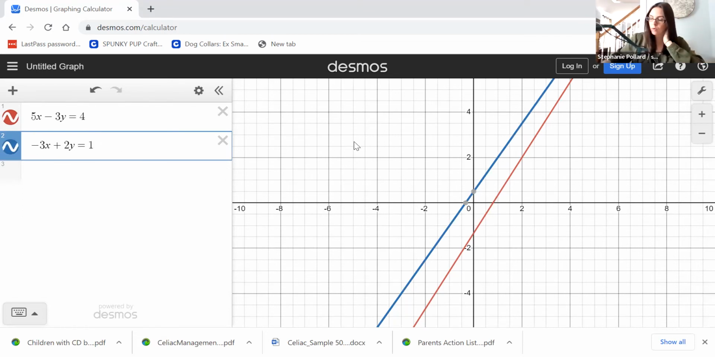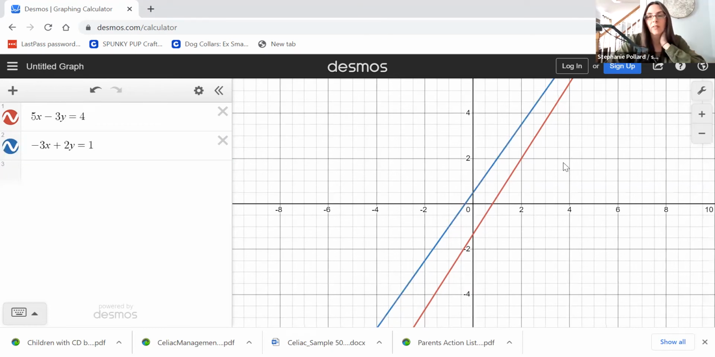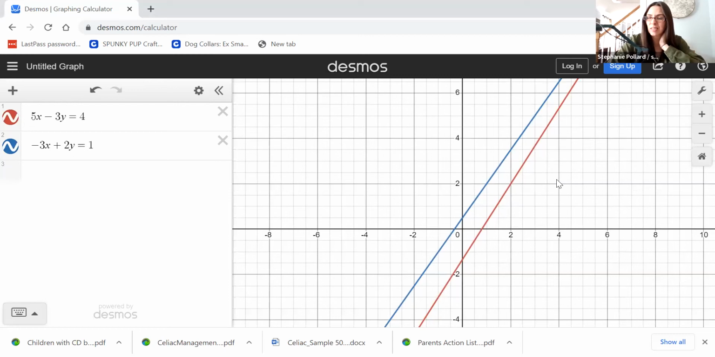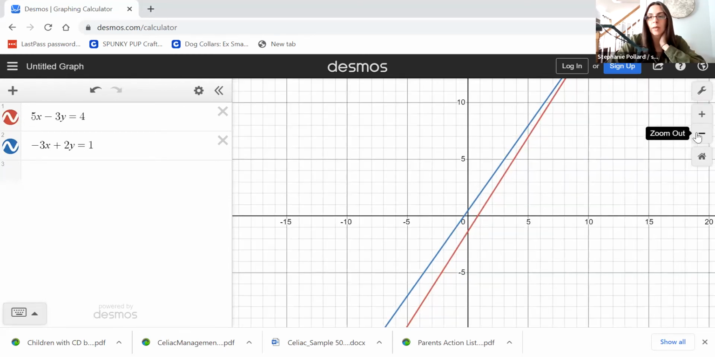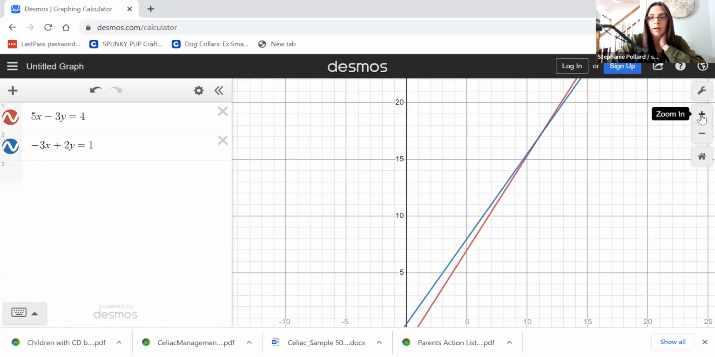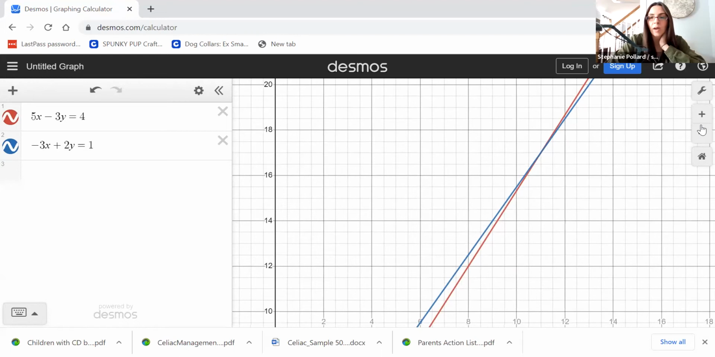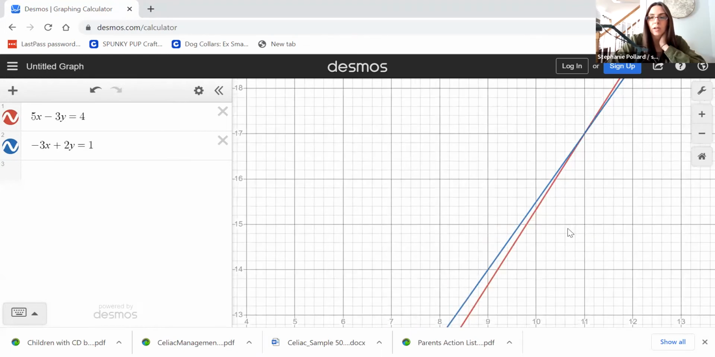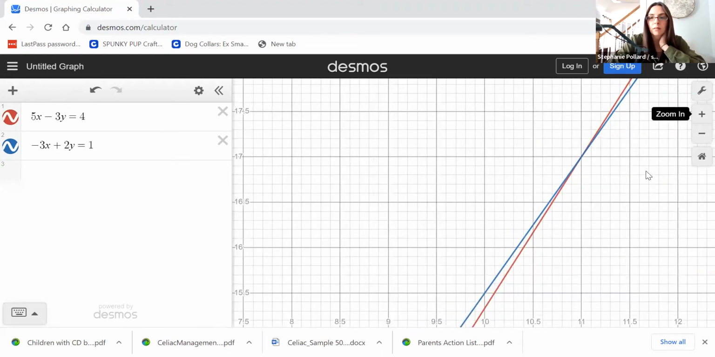So here are my two equations. Let me make sure I didn't type anything incorrectly. And so far, if I look at it, I don't really see any intersections, but it does look like they're getting closer together. So maybe we should zoom out a little bit. And it does look like somewhere up here that we do have an intersection. I'm going to try to zoom in on that spot.